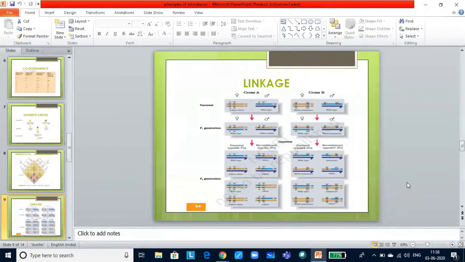For example, in the test cross ratio when they were working with sweet pea, they were looking at purple flower color and long pollen. If there were no recombinations, they would have got the ratio 8:8, but the 7:1:1:7 shows that it was an incomplete linkage.